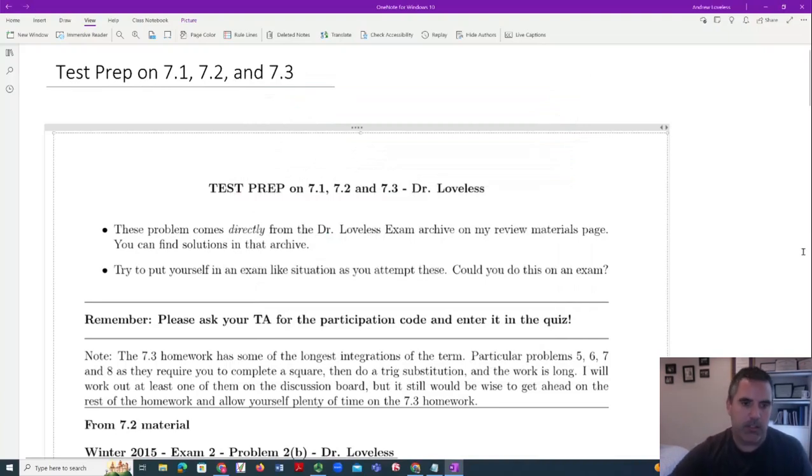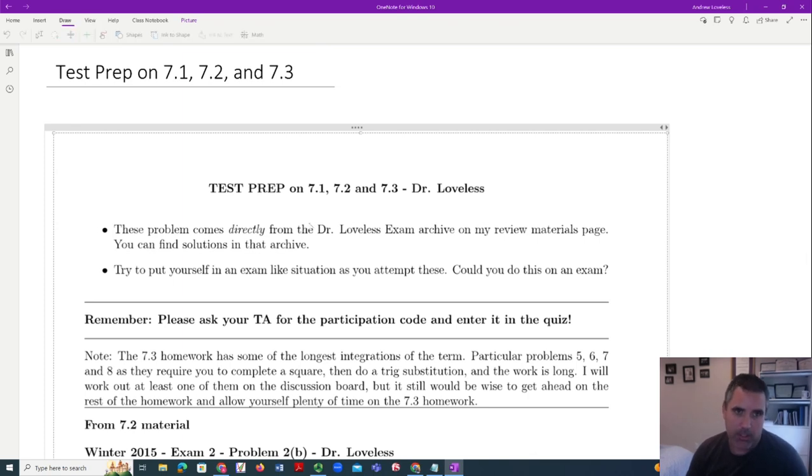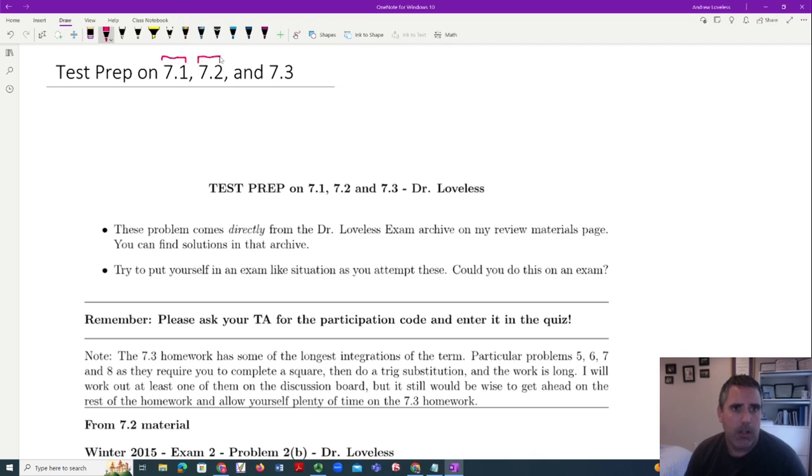Hello Calculus 2 fans, going to continue my series here where I talk about preparing for our exams. We're going to be talking about these three sections. This is something I'm having my class do in their quiz sections, and the goal is just to get you ready for exams. This is integration by parts.